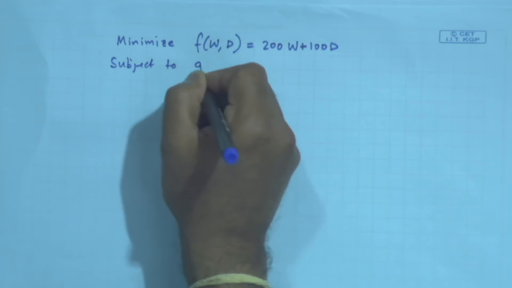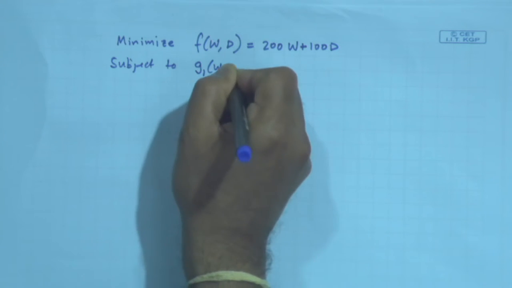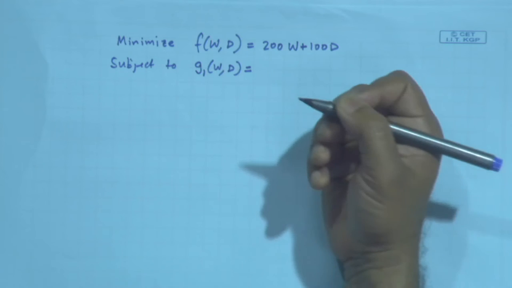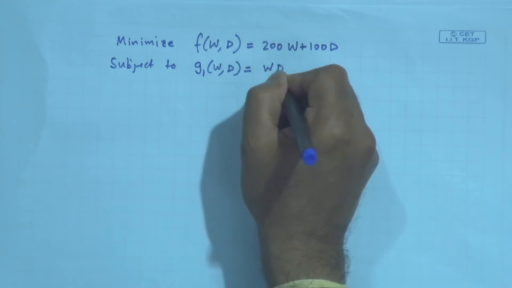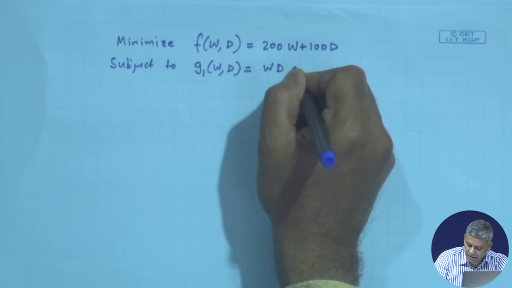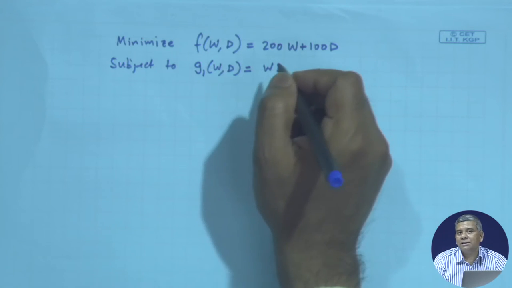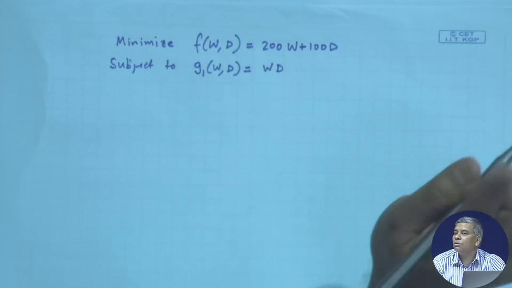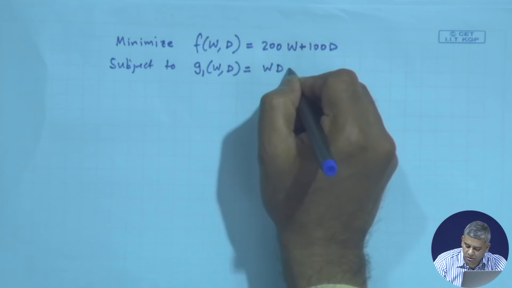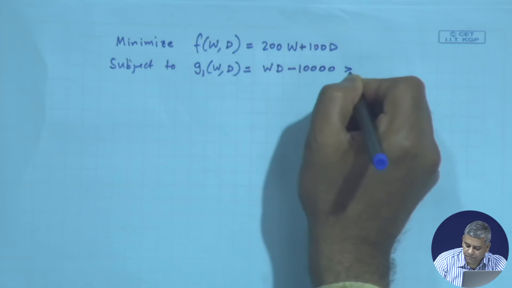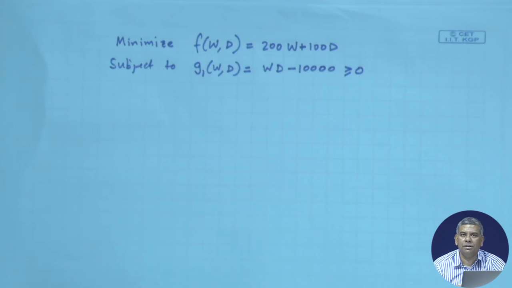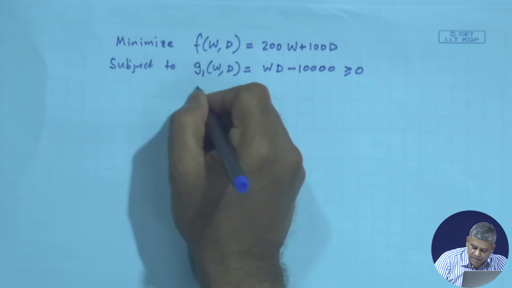all the constraints. So the first constraint is g1 as a function of w comma d, equal to what is that constraint? Somebody tell me. W times d greater than or equal to 10,000, but see the way it should be written is greater than or equal to 0. The right hand side is always 0. So I will bring the 10,000 this side, greater than or equal to 0. Is that okay?